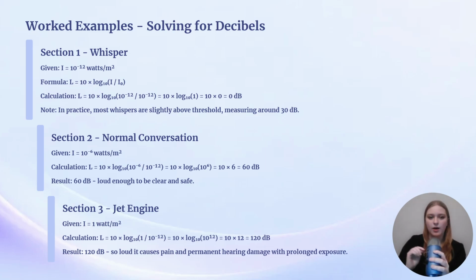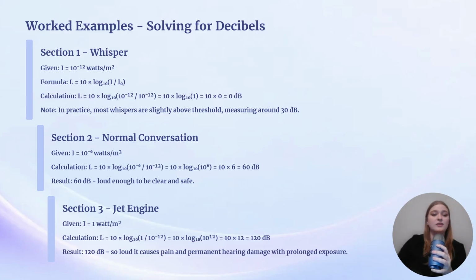But in practice, most whispers are a little stronger, so they measure closer to about 30 decibels. It's still very quiet, but notice how the decibel scale gives us a simple number we can compare instead of dealing with trillionths of a watt. So when we say that a whisper is about 30 decibels, think of it as the sound of leaves rustling or someone breathing quietly nearby. You'd miss it in a noisy room.